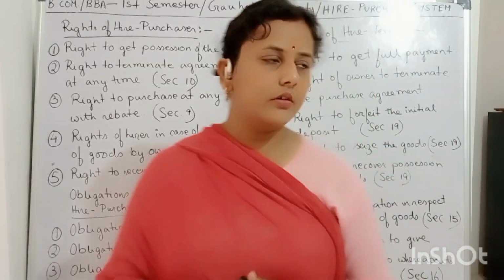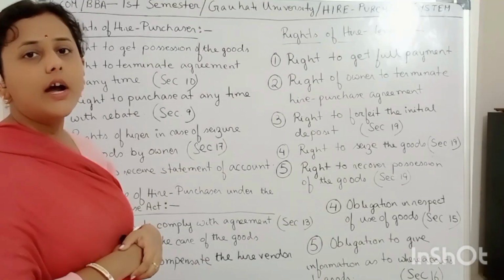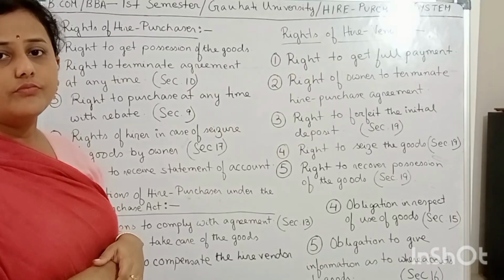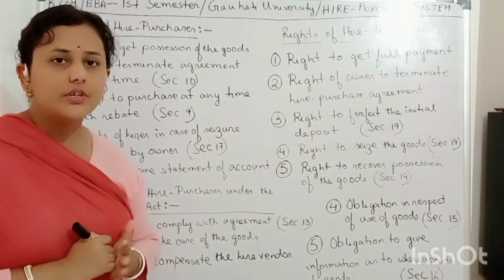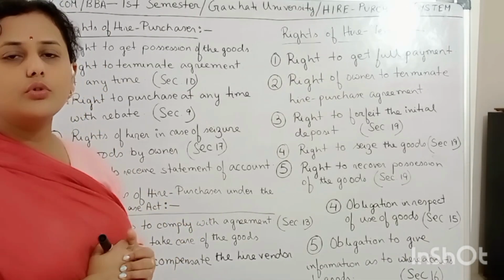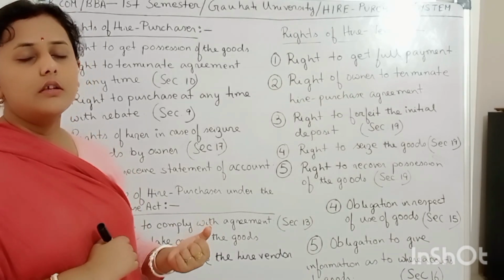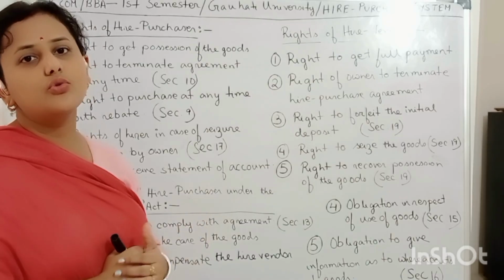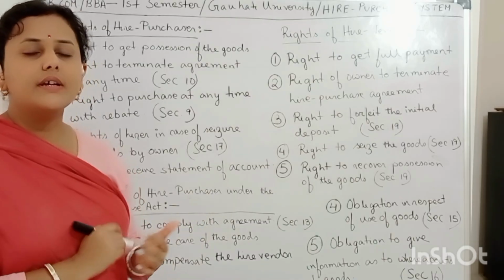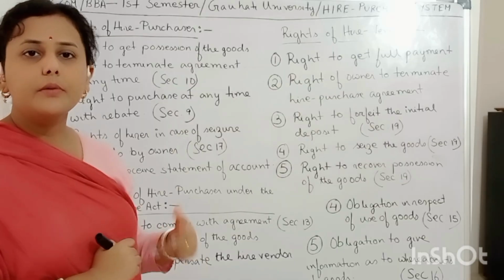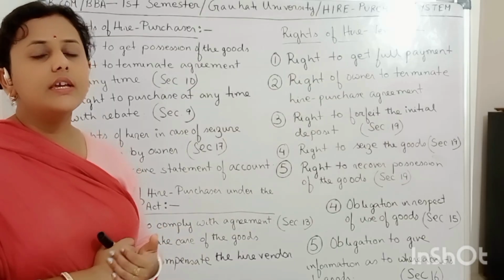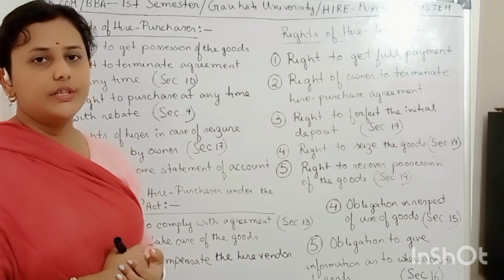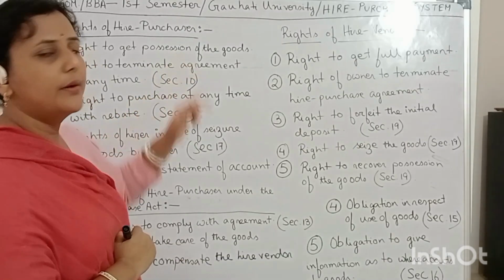What are the rights of the hire purchaser? First point, right to get possession of the goods. The hire purchaser will get the possession of the goods, which means he can take the goods along with him as soon as he enters into the hire purchase agreement, by signing the agreement and paying the down payment. So this is said in point number 1.